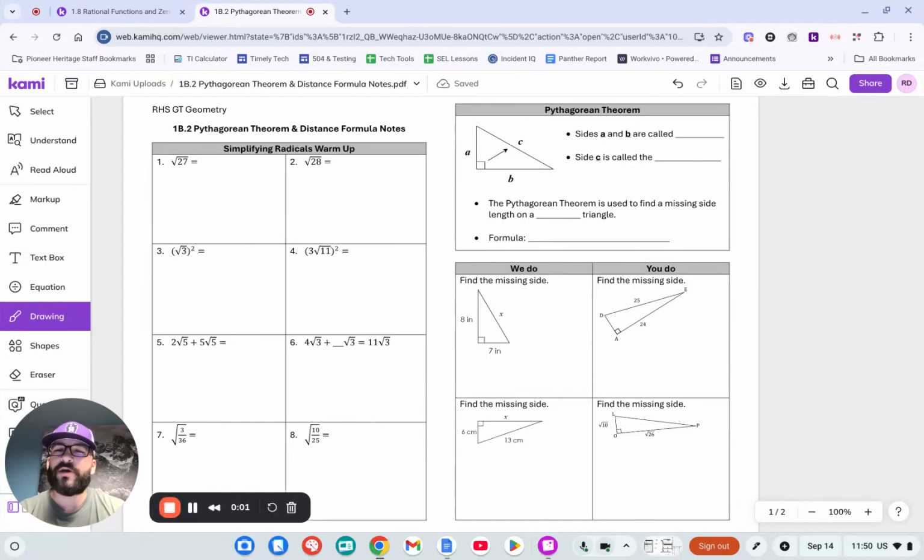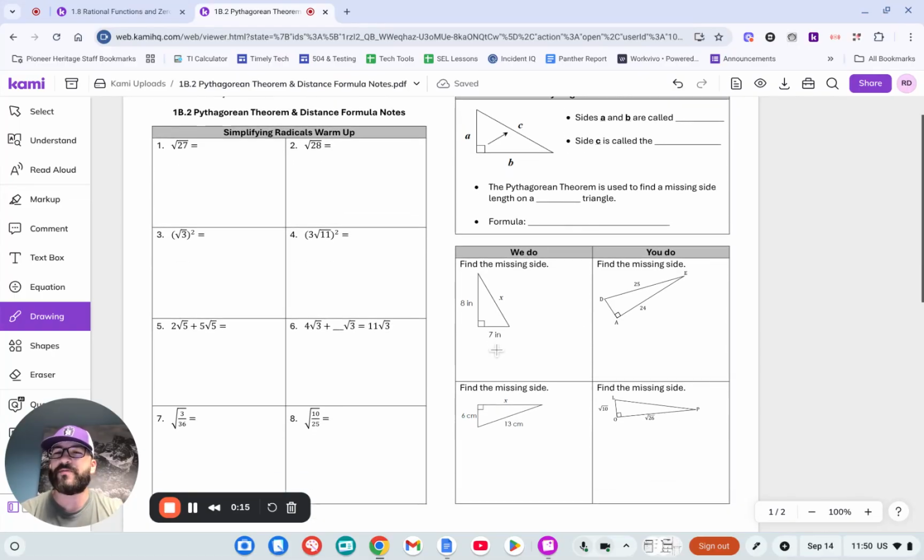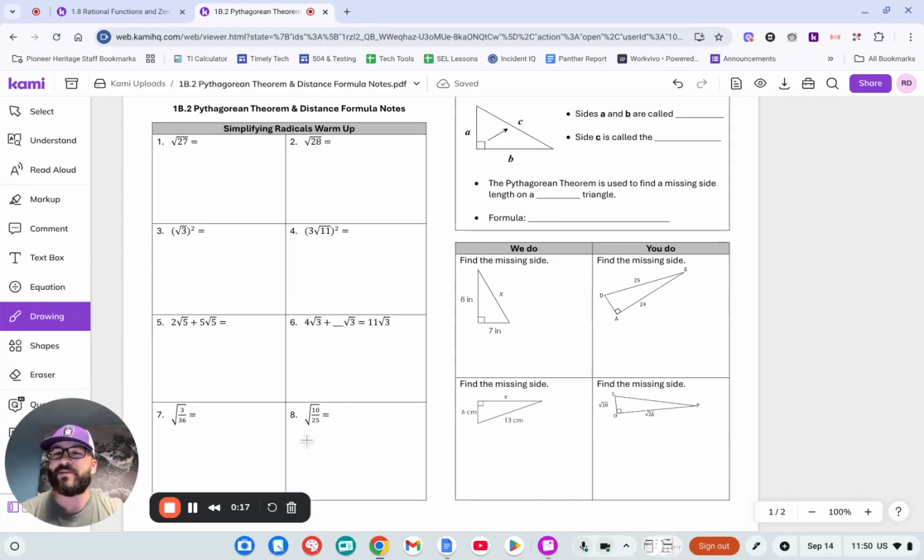All right, y'all. Today we're going to be talking about the Pythagorean theorem and the distance formula. Both of these are things you're probably familiar with from before, but we're just going to go over a quick refresh to make sure we're all on the same page. But before we start that, I want to see how much you remember from last class with our simplifying radicals. So go ahead and pause the video and do our simplifying radicals warm up on numbers 1 through 8 for me.